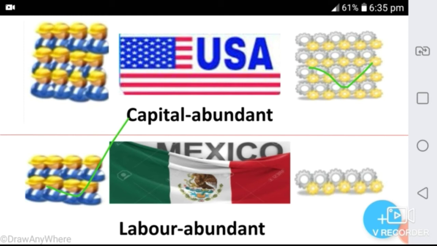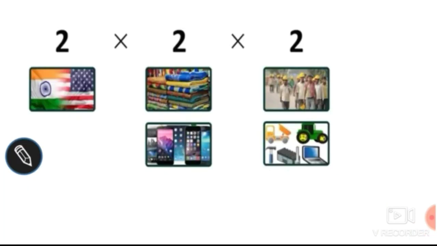So the capital abundant country will export the capital intensive goods and the labor abundant country will export the labor intensive goods. So the Heckscher-Ohlin theory mainly focuses on 2 into 2 into 2, that means two countries, two goods and two factors. The two factors are very important, that is capital and labor.